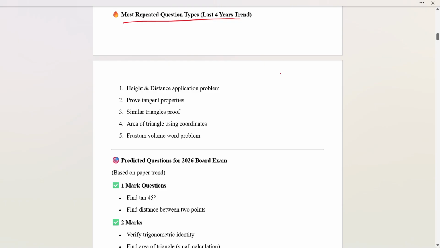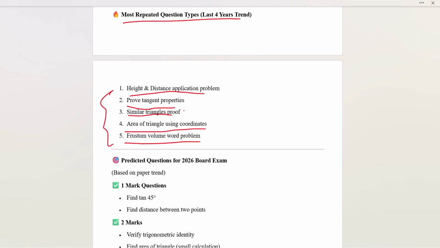From that, one is a height and distance applications problem. Then prove tangent properties, similar triangles proof, area of a triangle using coordinates, and fifth is a frustum volume word problem. So for most repeated question types, there are 5. There are many, but you should prepare these 5 most repeated question types, because they ask them every year and repeat the most repeated questions from these concepts. So prepare well for these 5 concepts.